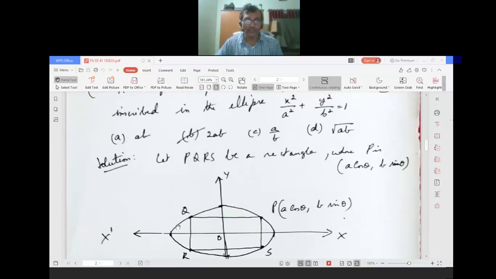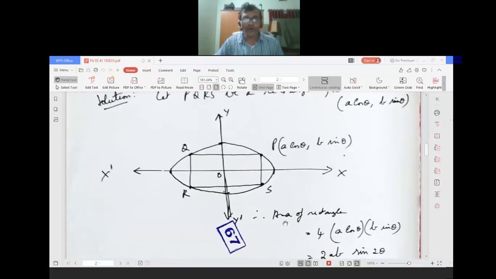So I draw an ellipse here and also a rectangle here. Any point on it is of the form P (a cos theta, b sin theta). Now the area of the rectangle is nothing but length into breadth. From here till here it is a cos theta, so the total will be 2a cos theta. This total will be 2b sin theta. So the area is 2a cos theta into 2b sin theta.